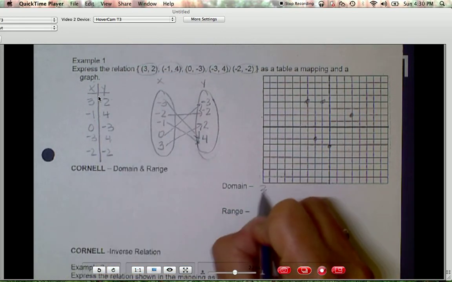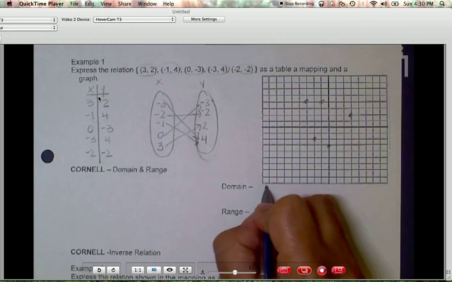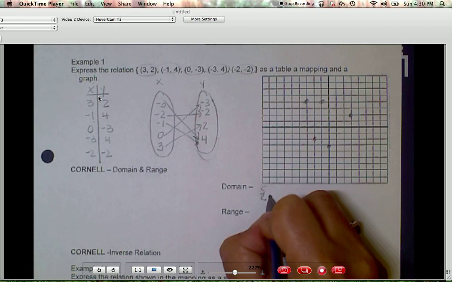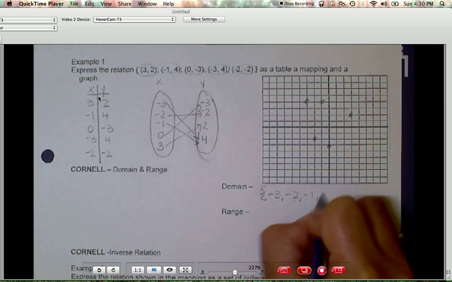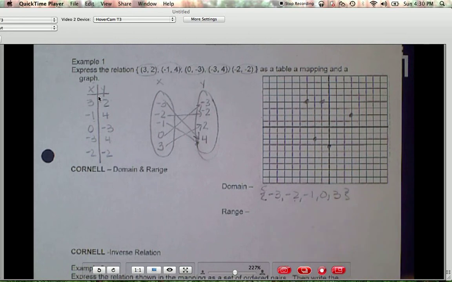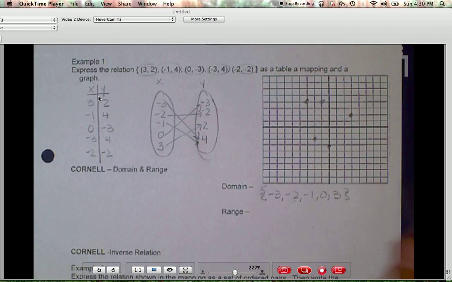So the domain is a set of values, so we use set notation. So you have your bracket, and you just write the x values, -3 with commas between them, -2, -1, 0, and 3. So this is your domain. These are your x values in order from smallest to largest.